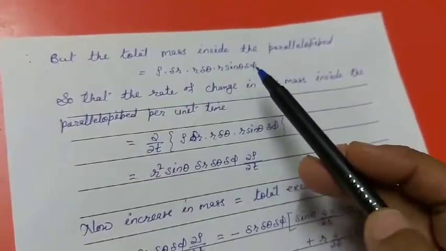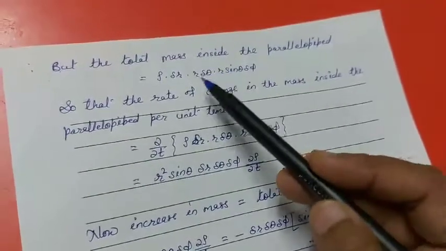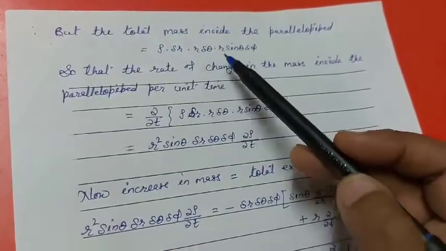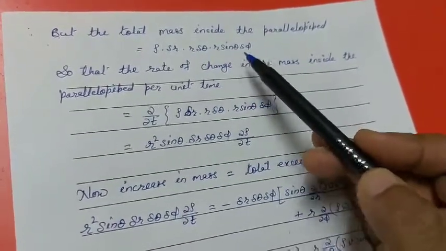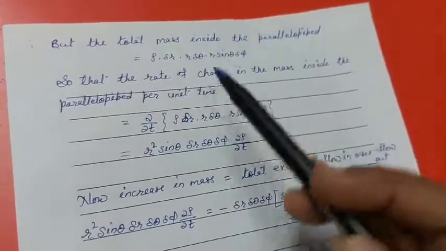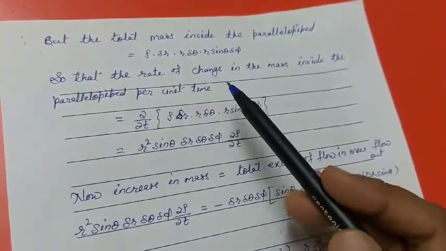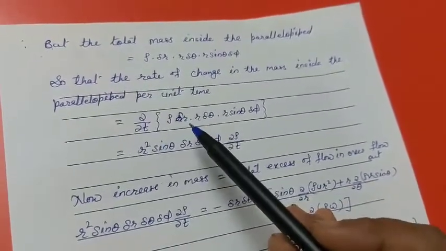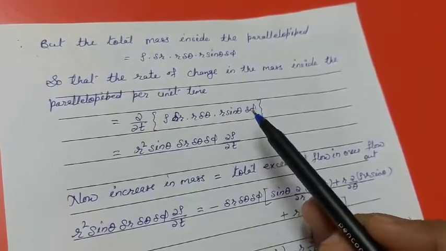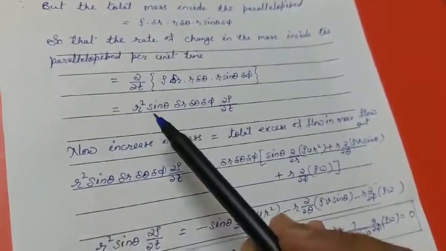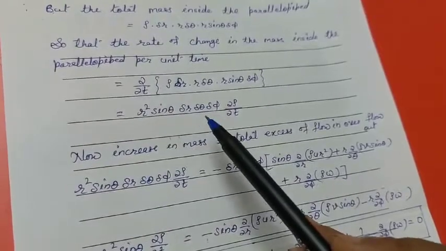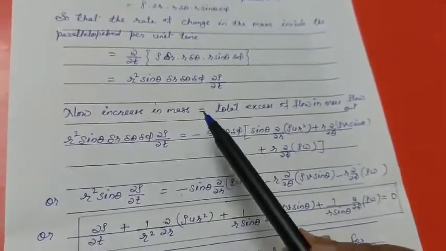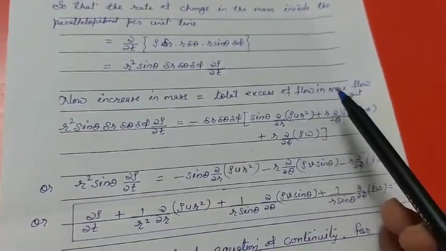But the total mass inside the parallelepiped is equal to density into volume, that is rho, density, and volume is delta r delta theta into r sin theta delta phi. So this is the mass inside the parallelepiped, so the rate of change of mass inside the parallelepiped per unit time will be del by del t of rho delta r delta theta r sin theta delta phi. This expression can be written as r square sin theta delta r delta theta delta phi into del rho by del t. Now, increase in mass is equal to the total excess of flow in over flow out.